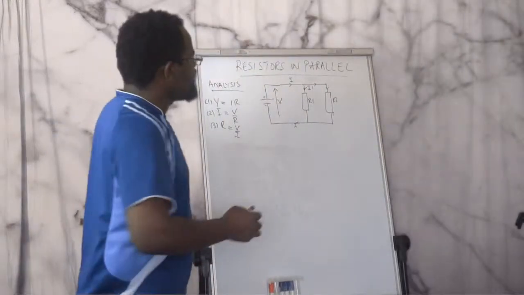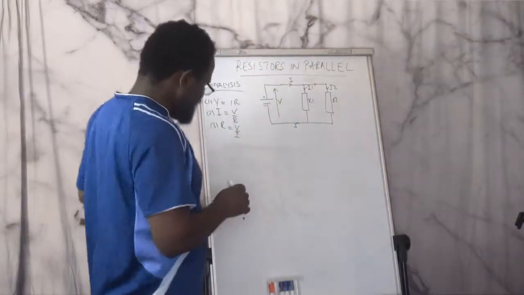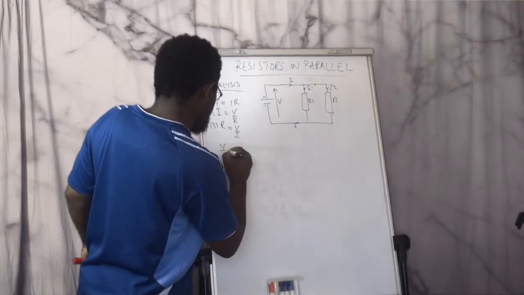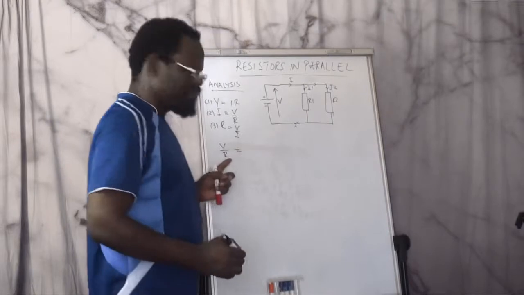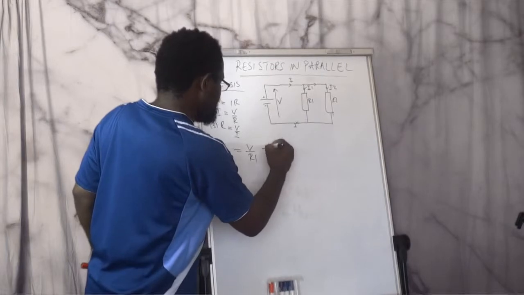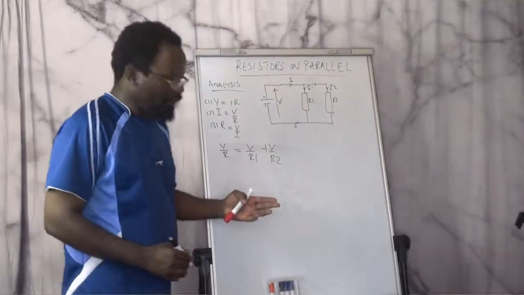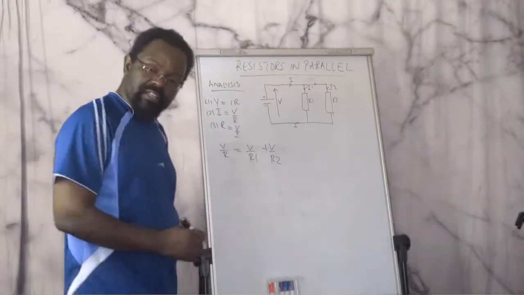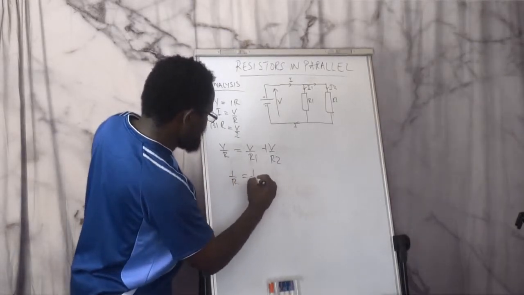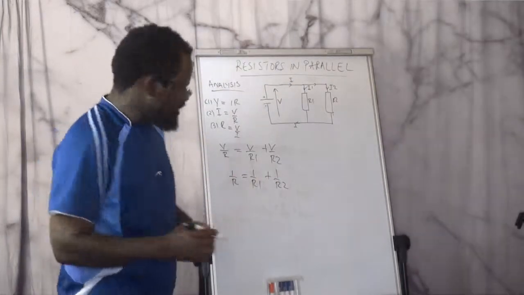So in case of two resistors, there is I1 flowing there and I2 there. Using the same analysis, we're going to find out that V over R, R being our equivalent resistance, is equal to V over R1 plus V over R2. Now you can immediately cancel the V's because they're the same, so you get 1 over R is equal to 1 over R1 plus 1 over R2.